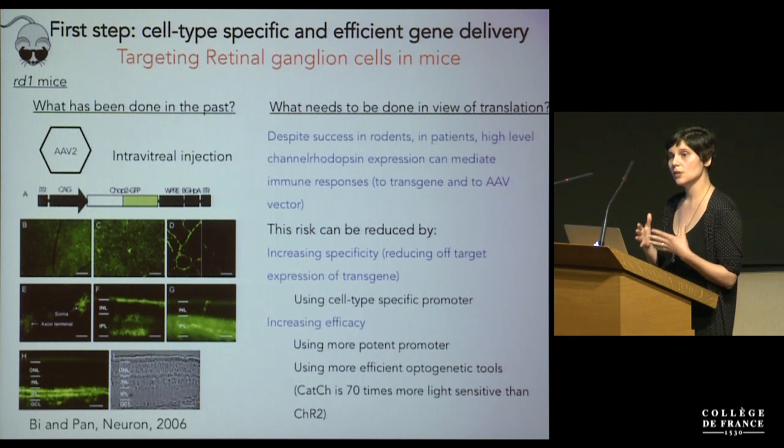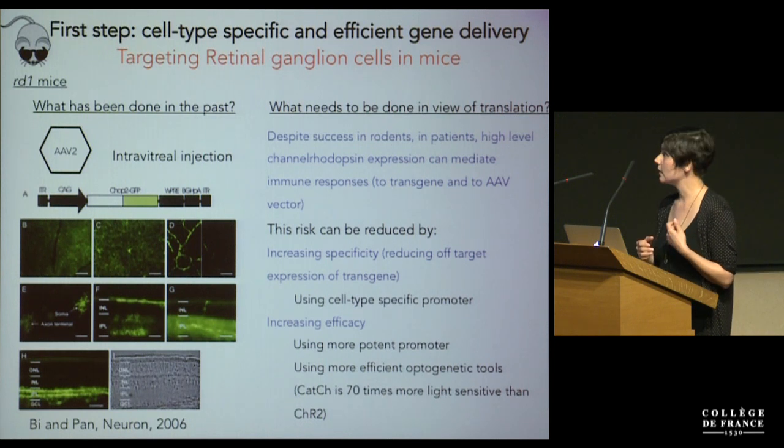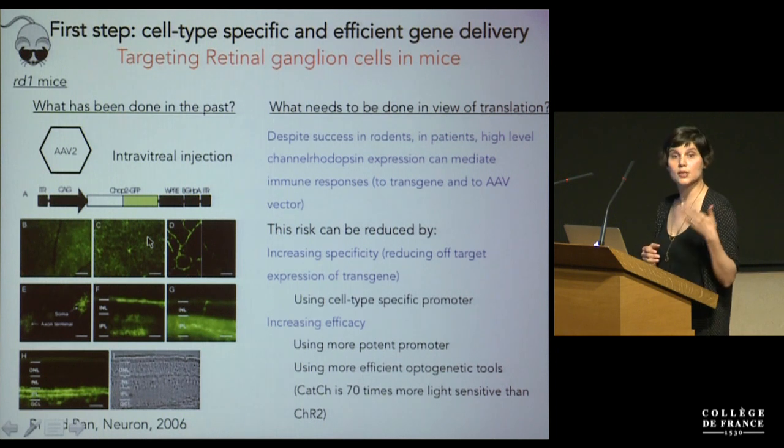So this is the issue that we decided to focus on for the translation, and we decided that this risk can be reduced by increasing the specificity and the efficiency of the expression system. So the AAV and the promoter have a big part in this. So what we decided to do is find a promoter that is a lot more specific and efficient in order to get higher amount of expression with the same number of AAV particles, and also use a variant of channelrhodopsin that was initially used, which is much more sensitive, like CatCh, for example, and of course implement the red-shifted variants later on.